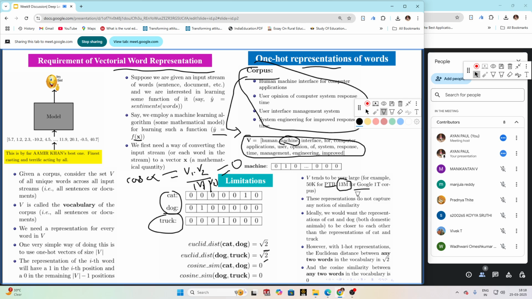The second difficulty is that the similarity between every two words in this one hot encoding is always the same, that is 0. And the Euclidean distance will always be root 2. So we cannot find out, from a human perspective, that cat and dog are similar, but cat and truck, or dog and truck, are not similar. In this one hot representation of words, we cannot find this similarity. So this is the limitation of one hot representation of words.